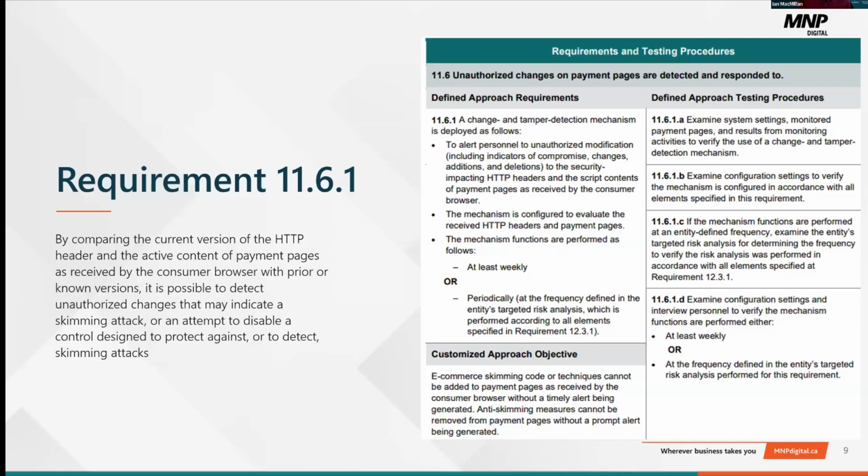And that's happening with the HTTP headers as well. So if you defined a content security policy in your HTTP headers that says only scripts from certain places, or only specific scripts, are allowed to load, if those headers are manipulated in some way, there should be an alerting mechanism to ensure that you're aware of that. And the mechanism that does this needs to perform at least weekly, or you define a period or frequency based on your targeted risk analysis as defined in requirement 12.3.1. As a quick recap, 12.3.1 is the requirement that defines that you have a methodology to perform a targeted risk analysis.